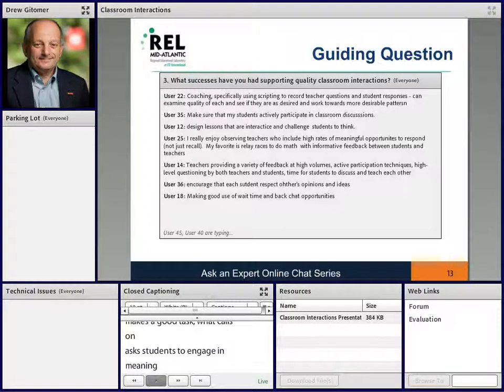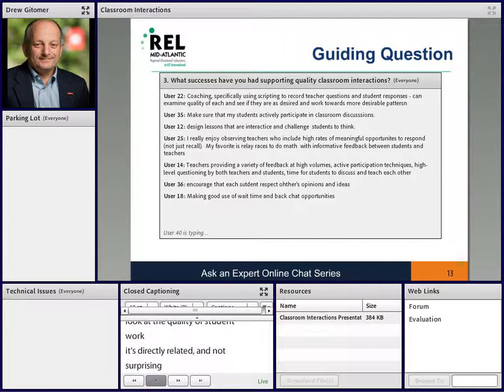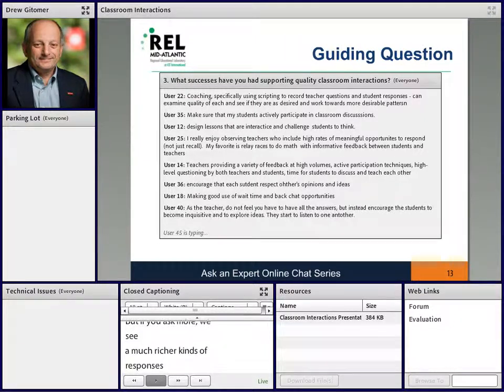And one of the things we see when we look at the quality of student work, it's directly related, and not surprisingly, to the kinds of questions they're asked. If you don't ask much of students, they don't give you much. But if you ask more, we see much richer kinds of responses and greater evidence of student thinking. So I think there are ways to improve this.